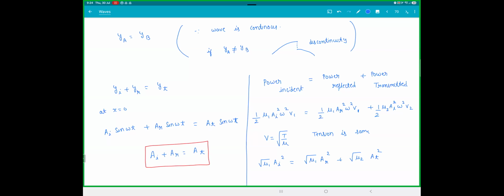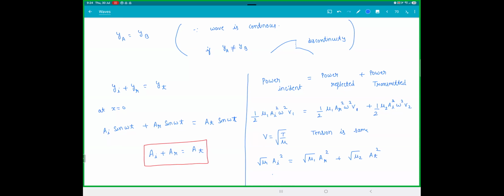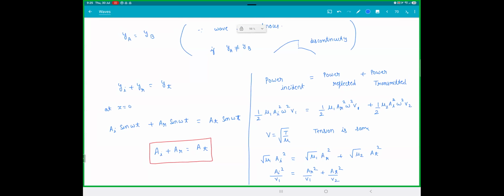Or you can even do something better. I can write mu as 1 by V. So A incident square by V1 is equal to A reflected square by V1 plus A transmitted square by V2. Because incident and reflected are both on the same string, they will have the same wave speed. This is your second equation, which comes from energy conservation.